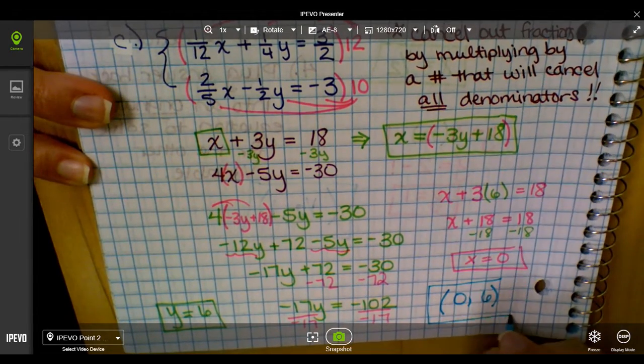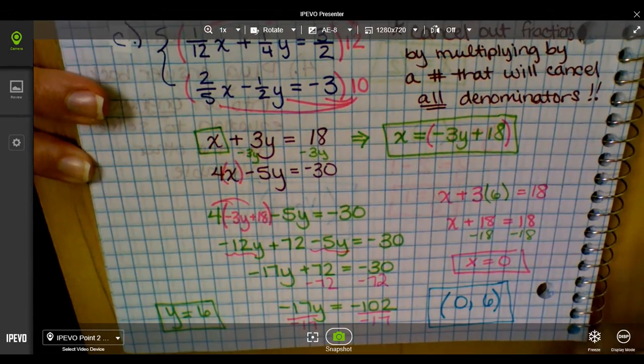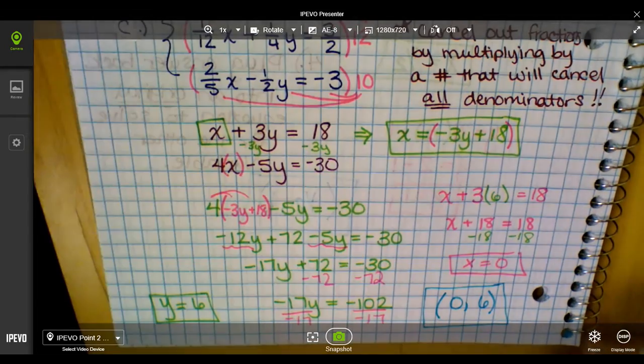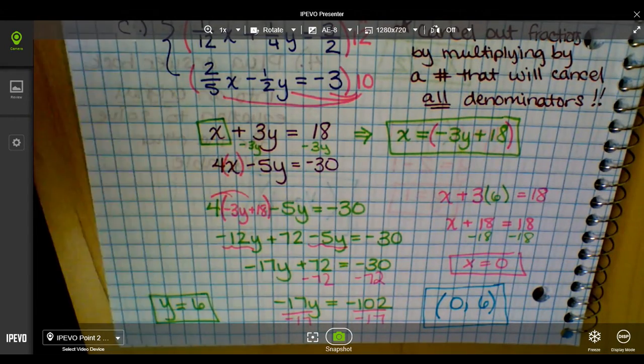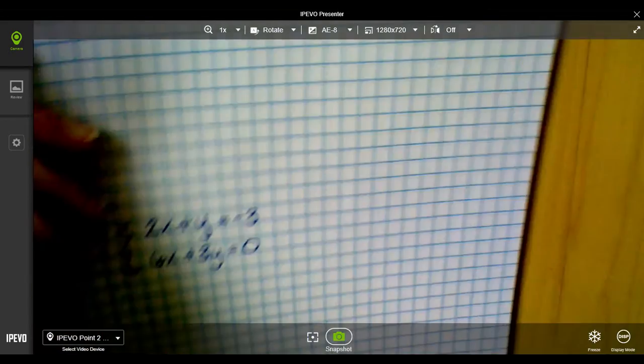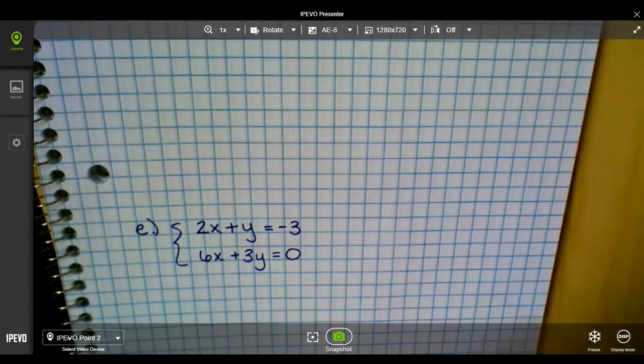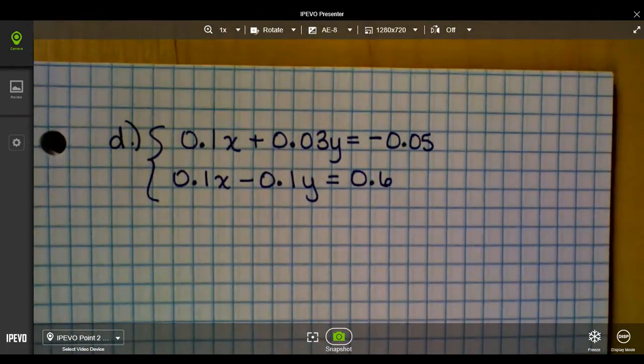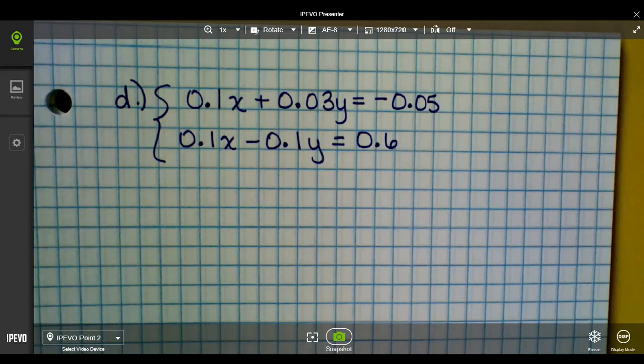Okay, so my solution for this one would be they'd be crossing just on the y-axis. And that's still okay. That's still a solution. That doesn't mean no solution whatsoever. Okay, the next one that we're about to do, I think maybe I'll just show you the little trick and then maybe we'll just do it in class because I don't want to take too much time in this video.